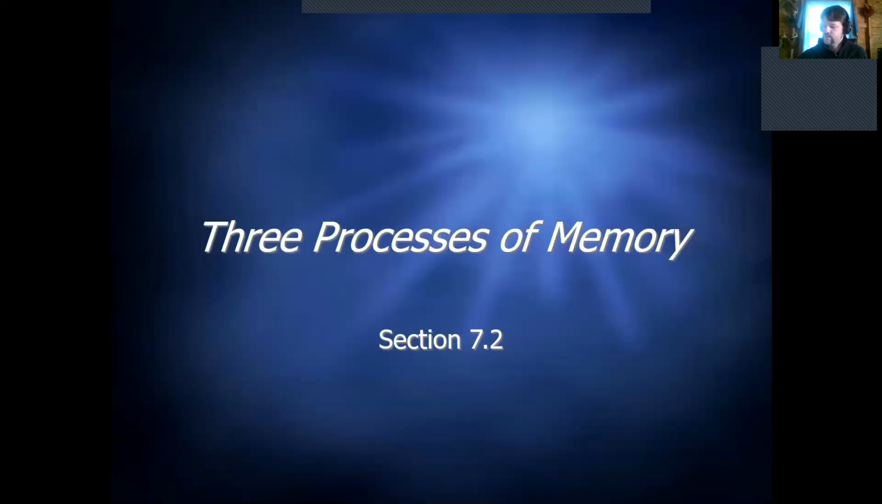All right, three processes of memory. The first section was on categories of memory. Recall we looked at explicit and implicit memory. We looked at episodic memory, which is autobiographical. We looked at semantic memory, which is general knowledge. And we looked at implicit memory, which is procedural knowledge. And then we looked at how our memories can be manipulated, how they're mutable, looking at the research of Elizabeth Loftus. And now we're moving on to memory processes.